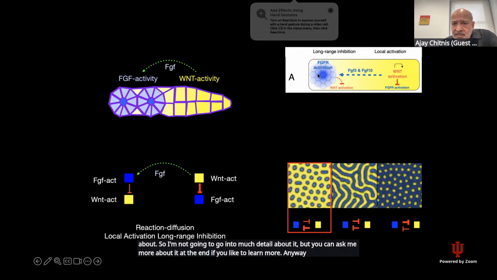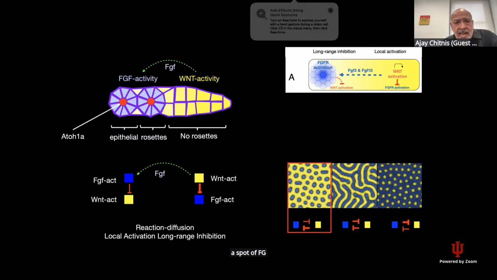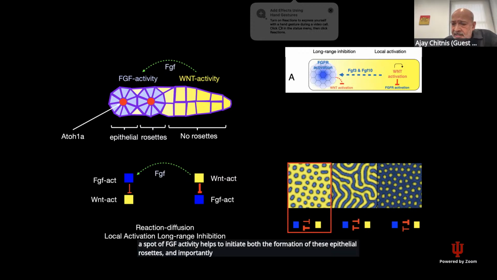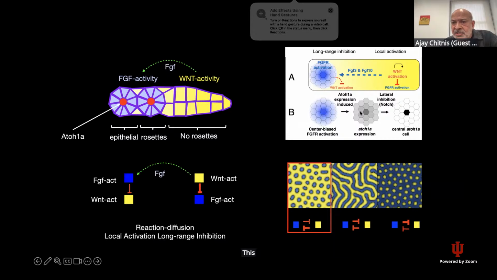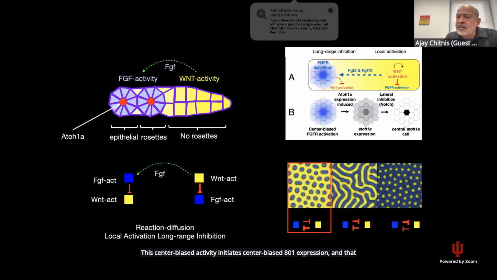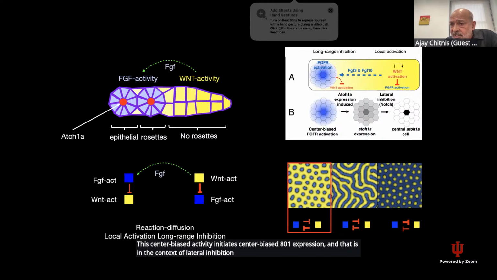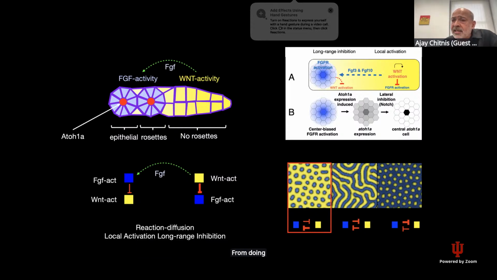Anyway, the idea is that we realized that this center-biased spot of FGF activity helps to initiate both the formation of these epithelial rosettes, and importantly, the center-biased pattern of activity helps to specify the central 801 expressing cell, because this center-biased activity initiates center-biased 801 expression, and that, in the context of lateral inhibition, where each of these 801 expressing cells tries to inhibit its neighbor from doing the same thing, results in the restriction of that 801 to a central cell.